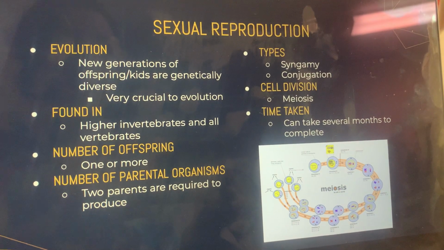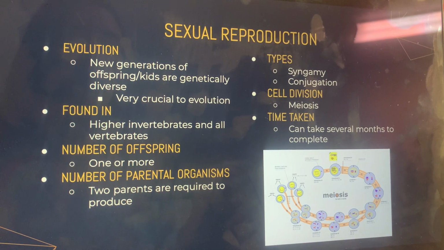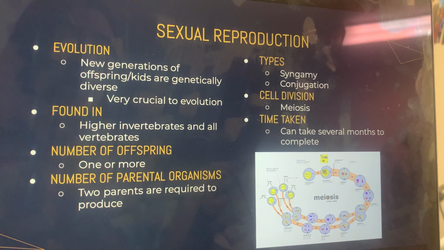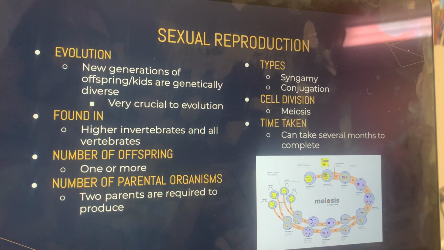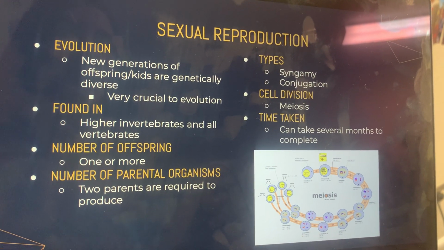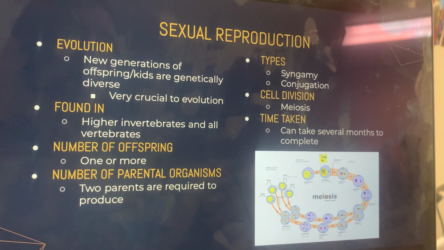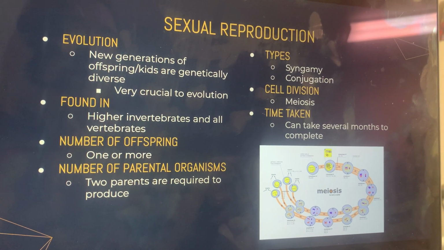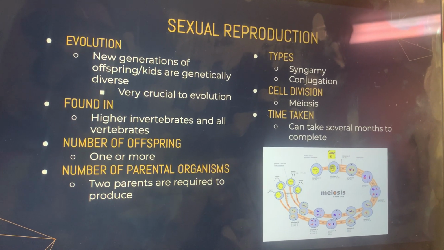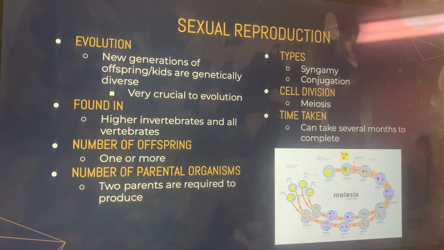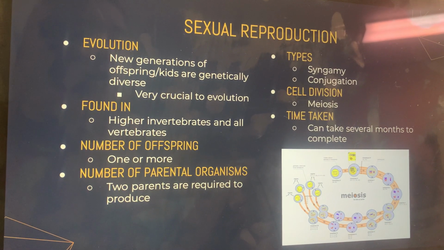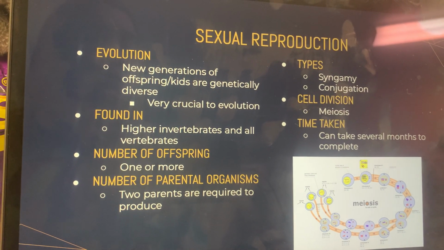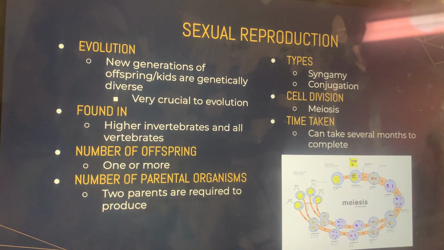Moving on to sexual reproduction, starting off with the evolution, new generations of offspring are genetically diverse, which is very crucial to evolution. This can be found in higher invertebrates and all vertebrates. The number of offspring is 1 or more, and unlike asexual reproduction, it takes 2 parents to produce. Some of the types are syngamy and conjugation. For cell division, it requires meiosis, and the time taken can be several months to complete, unlike asexual reproduction.